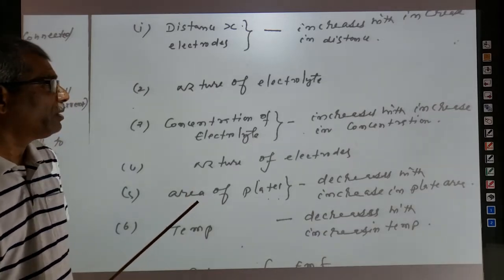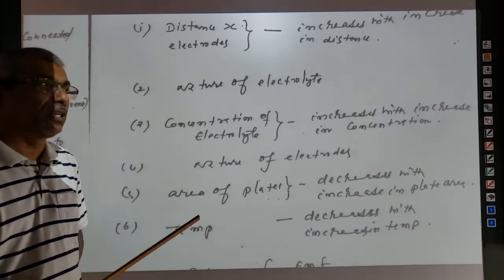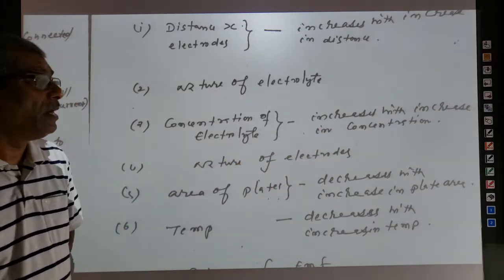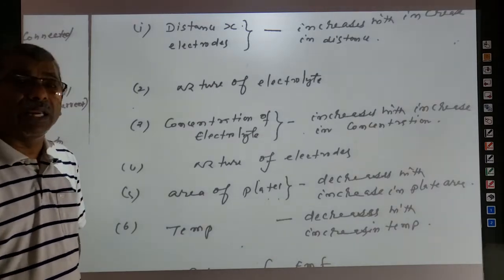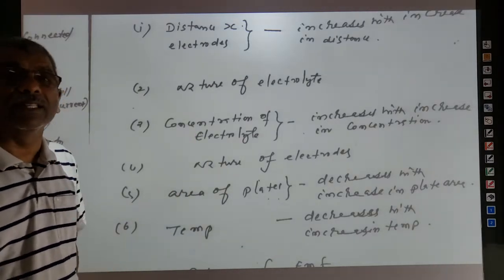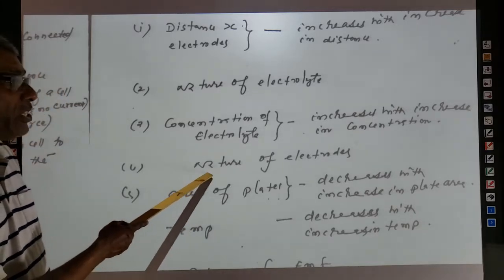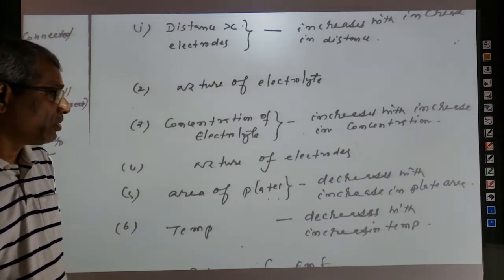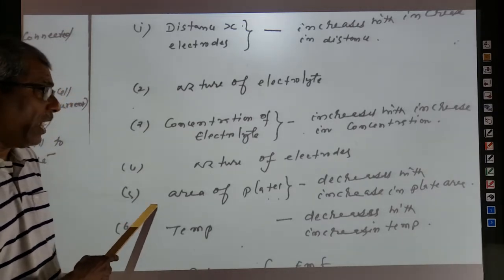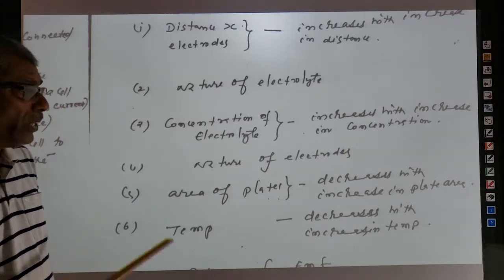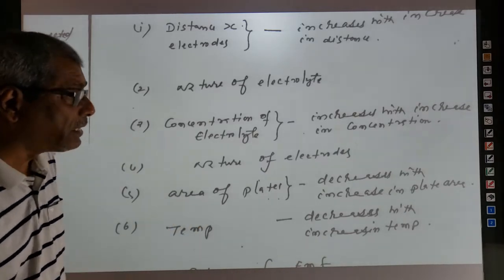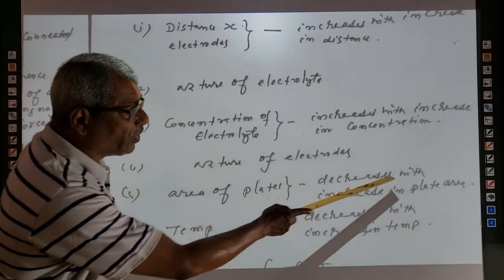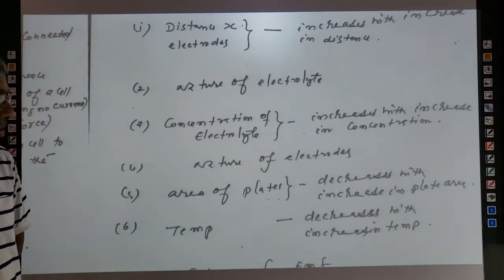Cell makers know it better which cell, what concentration the electrolyte has to be used. So when the concentration of the electrolyte increases, the internal resistance also increases. Next, nature of the electrodes also plays a great role in the internal resistance of the cell. Fifth is area of the plates. Internal resistance decreases with the increase in area of the plates.